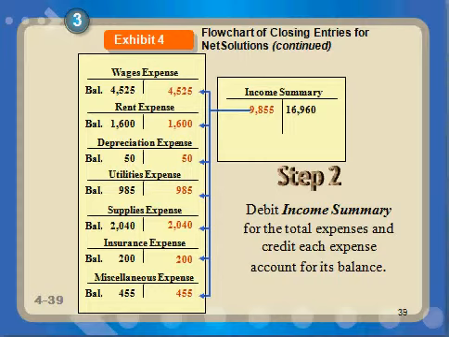Credit wages, $4,525, rent expense, $1,600, etc., to zero out all of our expense accounts. So we have a debit of $9,855, which represents all of our expenses for the period. Now we can see that our expenses, or our debit side, is much less than the credit side, so that means we had a net income.